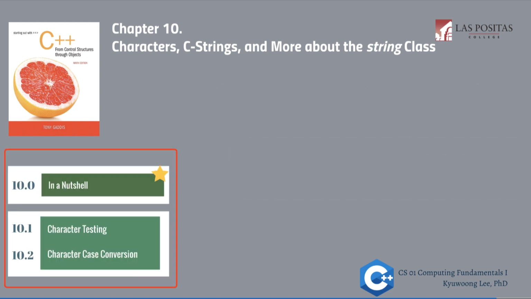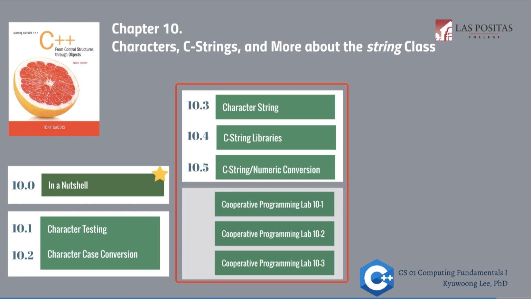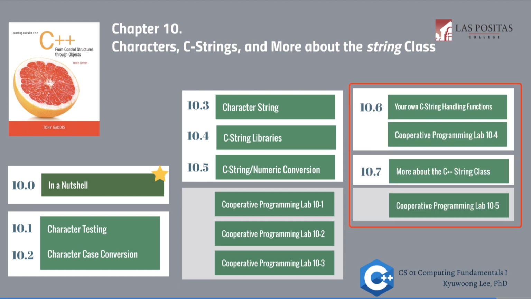Chapters 10.1 and 10.2 have a couple of library functions to deal with character values and also character case conversion. From 10.3 to 10.5 are related to the C-string data type. We will practice a couple of library functions that deal with the C-string type. And then we will practice a bunch of member functions for the string class type.